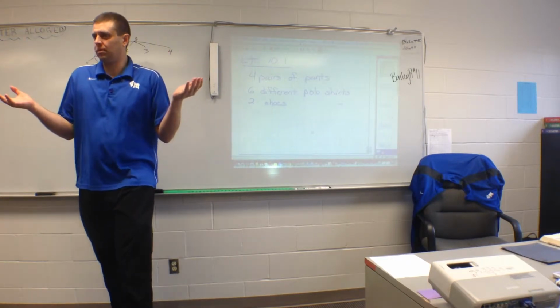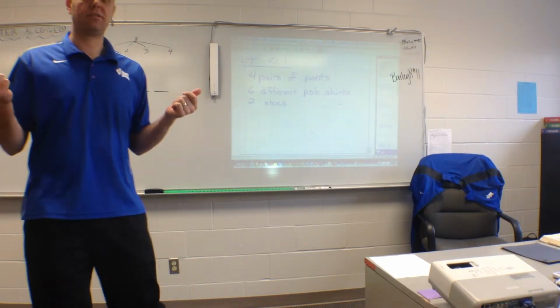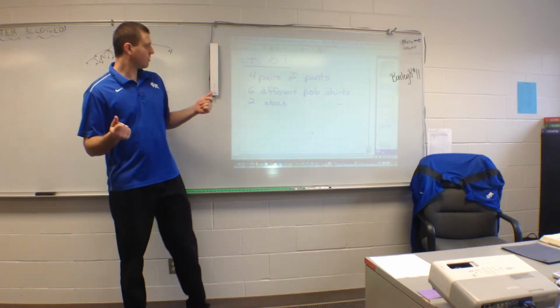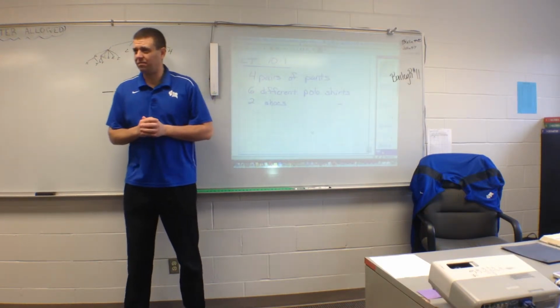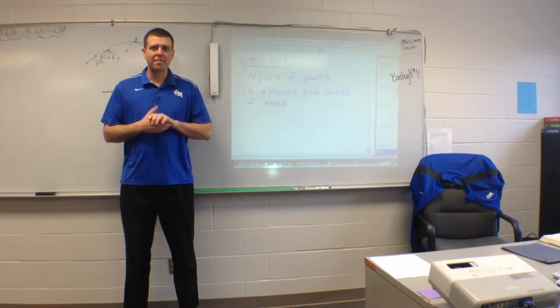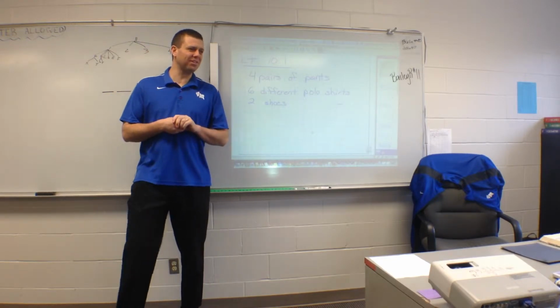48, I'm hearing. How do you guys come up with that number so fast? 6 times 4 is 24 times 2 is 48. So you just multiplied them all together. Why did you multiply them together? That's how you told us to do it in Algebra 1. That's how I told you to do it in Algebra 1.